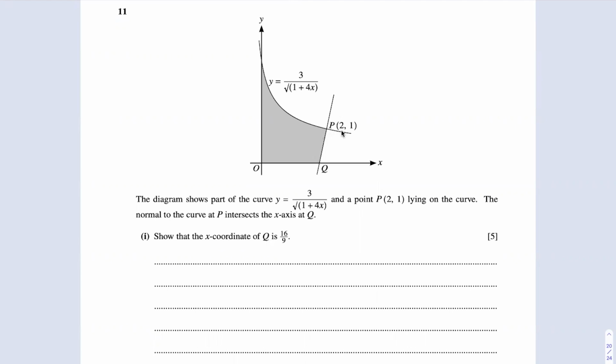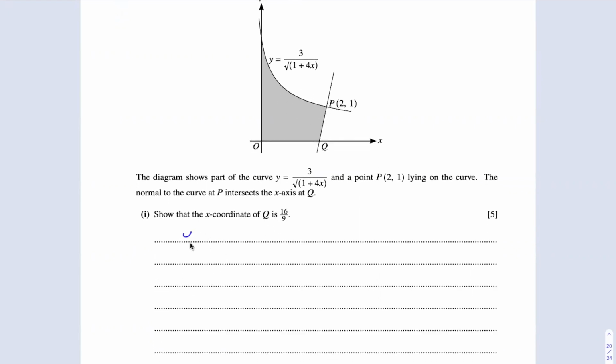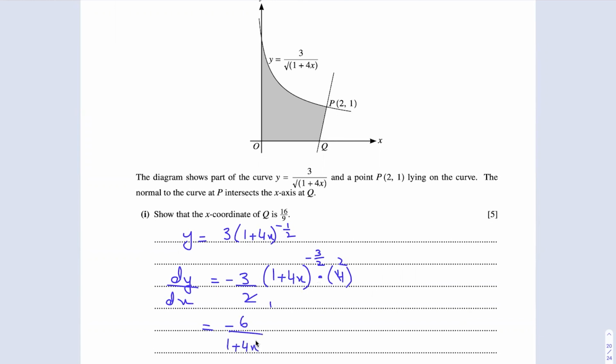To find the equation of the normal, we already have the point. To find the gradient, we'll find the gradient of the tangent and then take the negative reciprocal. So y is equal to 3 into (1 plus 4x) to the power minus 1 upon 2. Differentiating this, we get dy/dx equals minus 1 upon 2 multiplied by 3, which becomes minus 3 upon 2 into (1 plus 4x). Decreasing the power by 1, we get minus 3 upon 2 into 4. So dy/dx is minus 6 upon (1 plus 4x) to the power 3 upon 2.